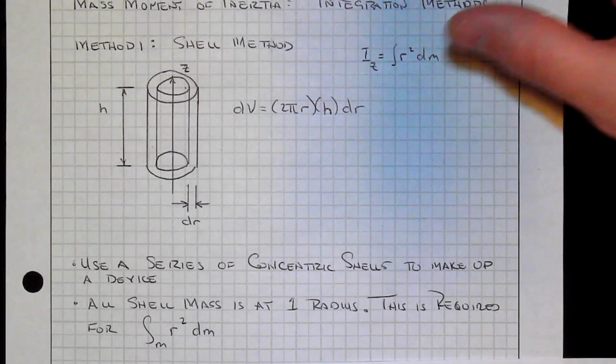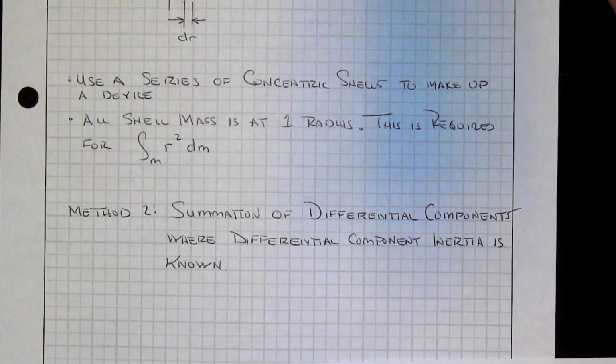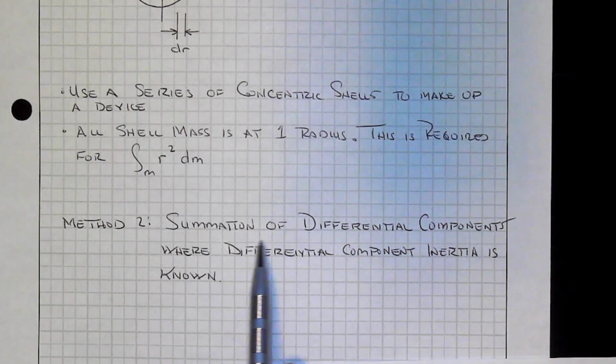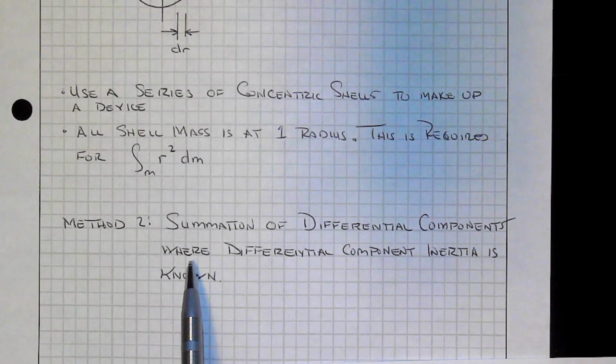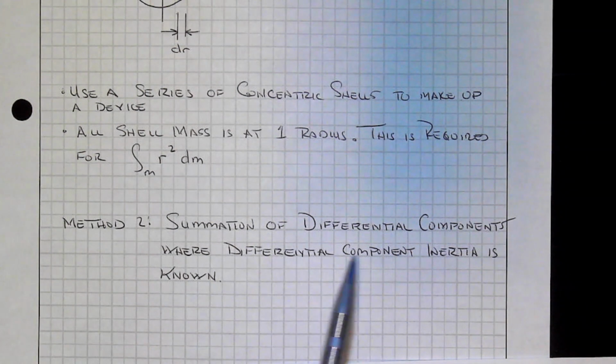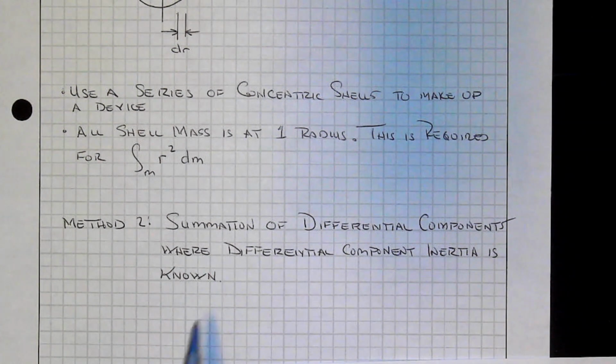Now, once again, we'll note we can do this another way, and that's expressed here. Summation of differential components where the differential component inertia is known. So what did we do before? We had little differential Ixs. Here we're going to have differential Izs, and we'll simply add them up. We'll show you how that's done in a little bit.